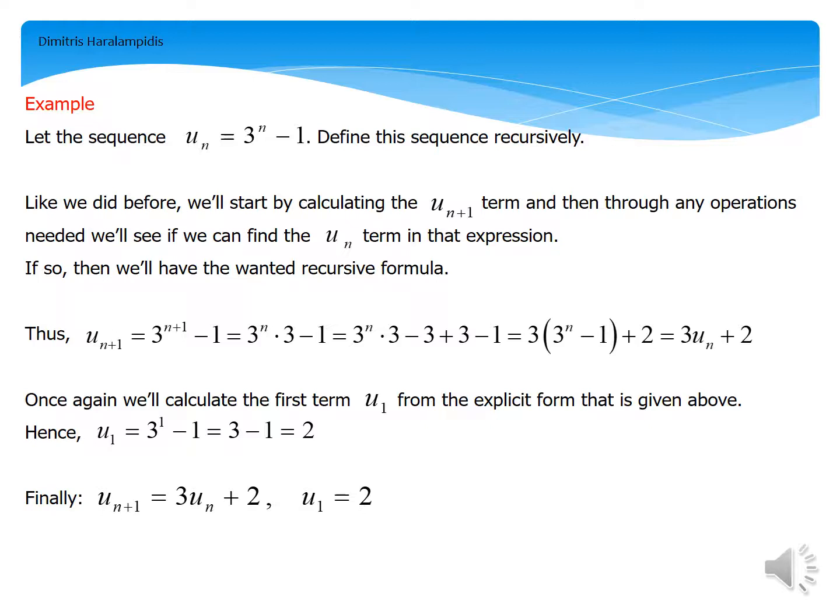Hence, u_1 equals 3 to the power of 1 minus 1, which is equal to 3 minus 1, which is number 2. Finally, the recursive formula for this sequence will be the one denoted with u sub n plus 1 equals 3 times u_n plus 2, where the first term, u_1, equals 2.